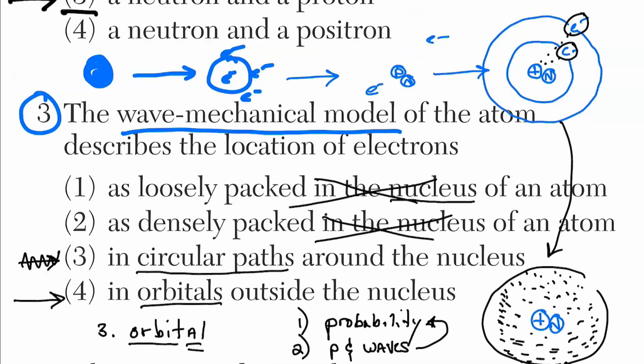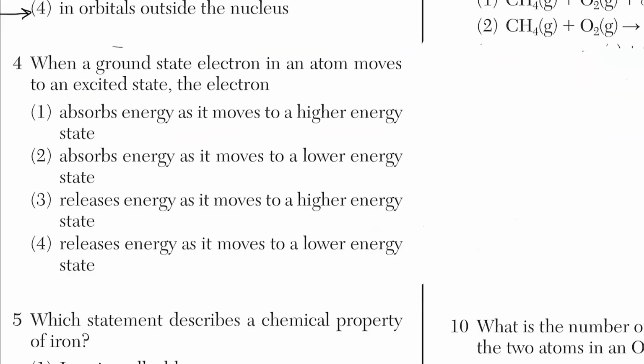Moving on to number 4. Number 4: when a ground state electron in an atom moves to an excited state, the electron does what? First of all, I hear the word atom. I always think neutral, so it's not an ion. The ground state means kind of like if you're grounded at home, you're in trouble. You're grounded. We used to say that. I'm getting older now, maybe I don't say that anymore, but grounded means you couldn't go anywhere.